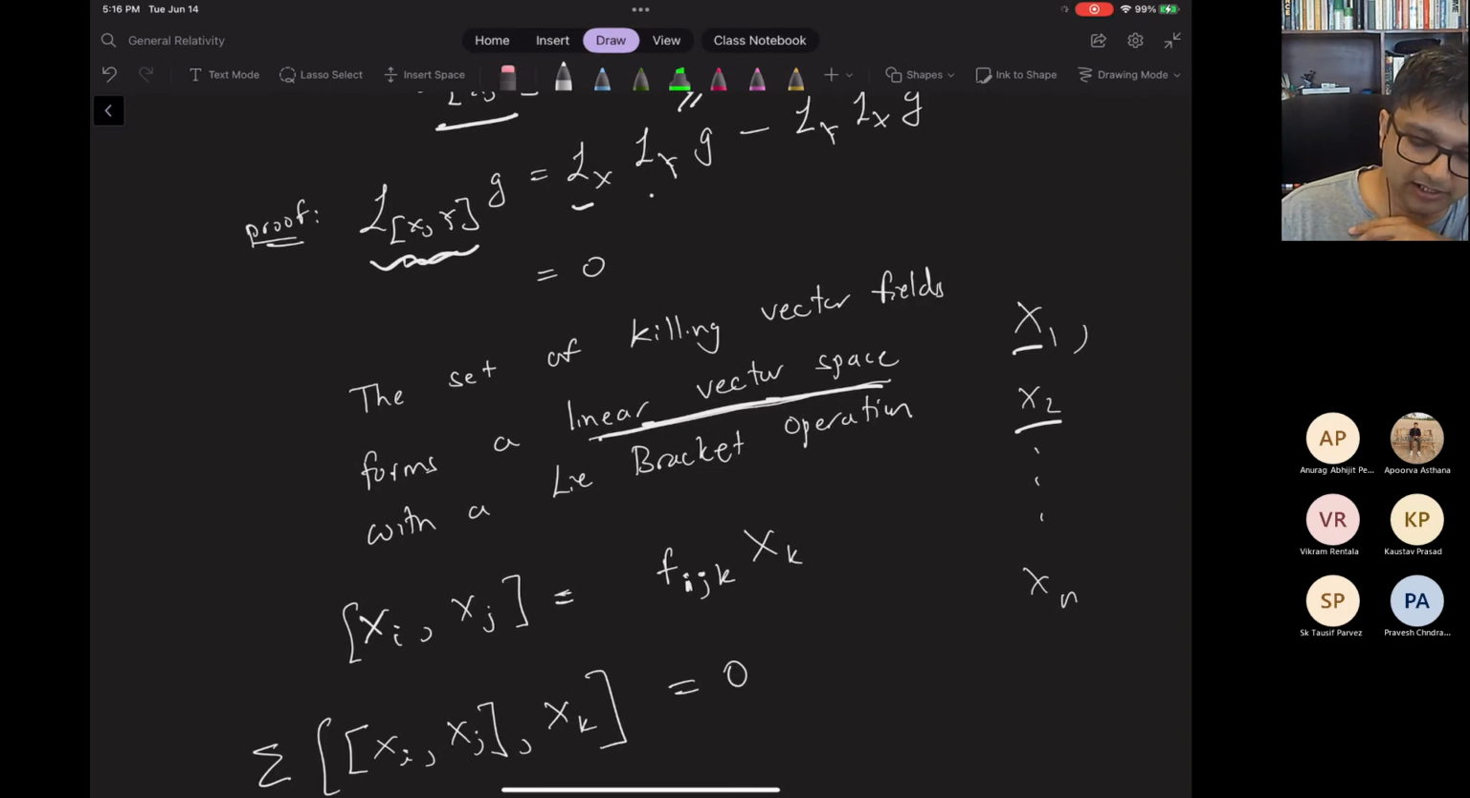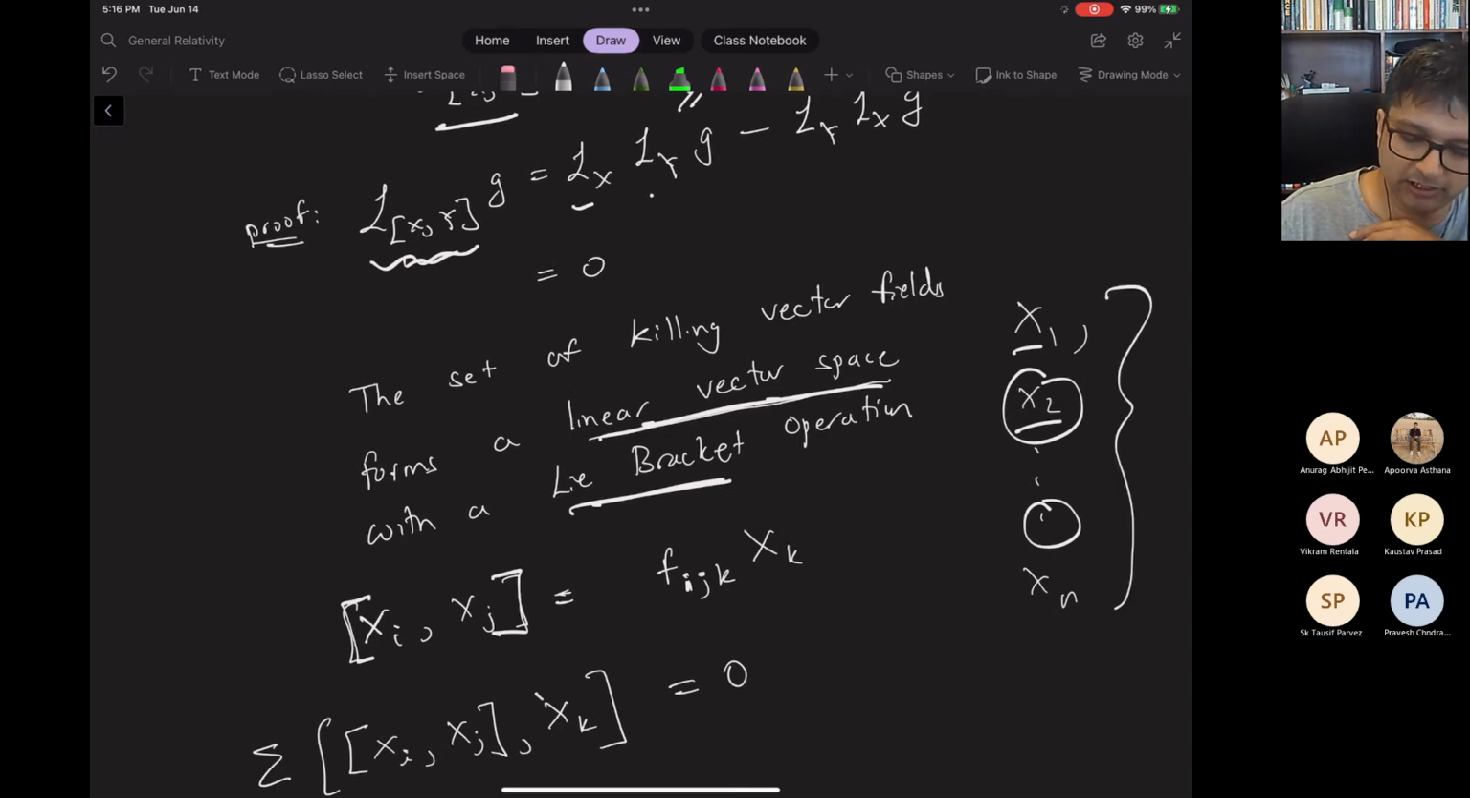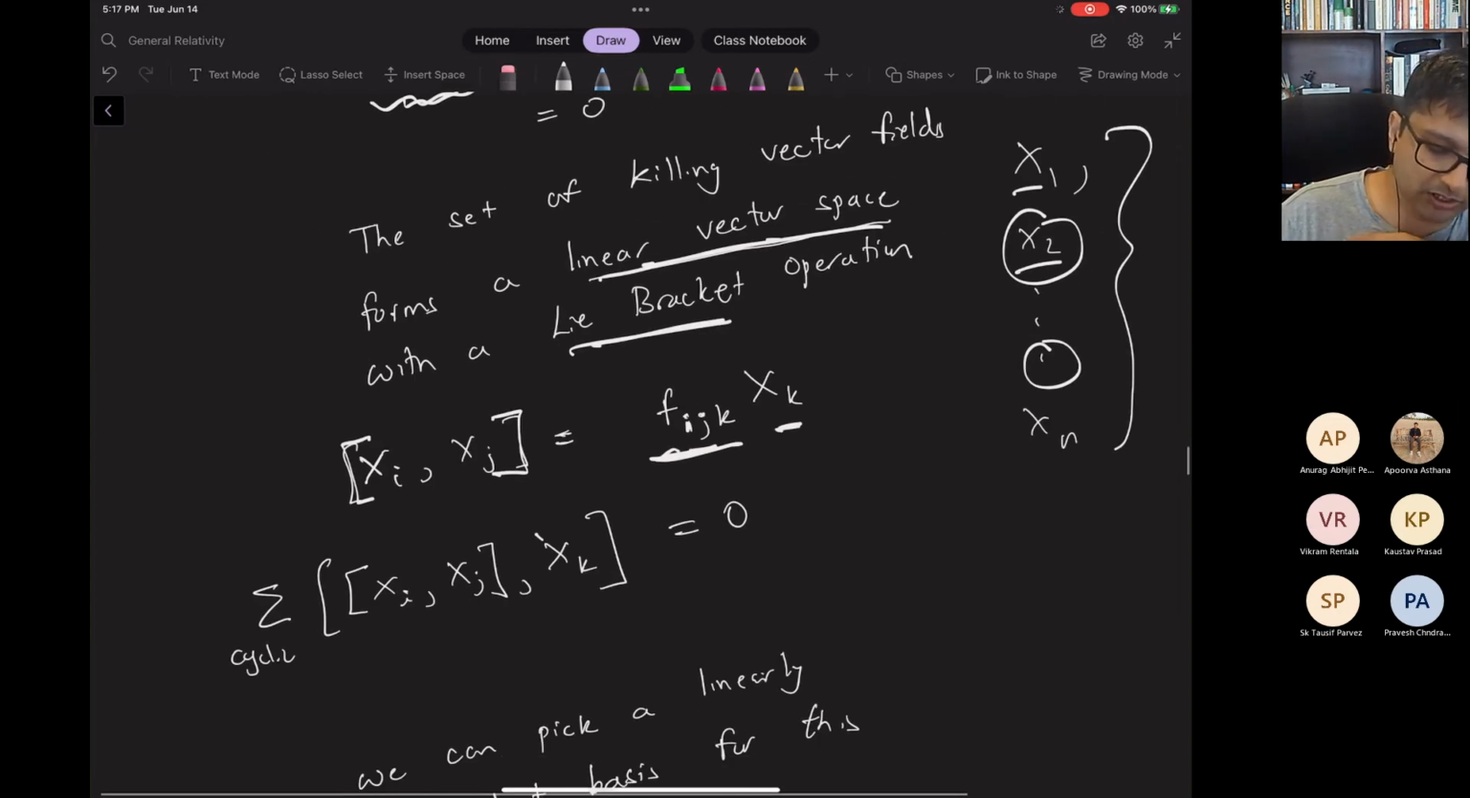And there is a Lie bracket operation on any two of these. So if I take any two of them, the Lie bracket of any two can again be expressed as a linear combination of all of them. So it's some combination of coefficients times Xk's. These coefficients are called structure constants.